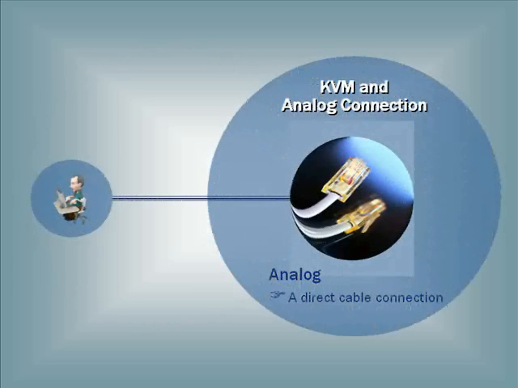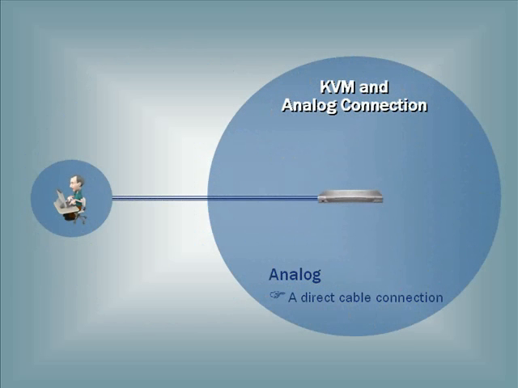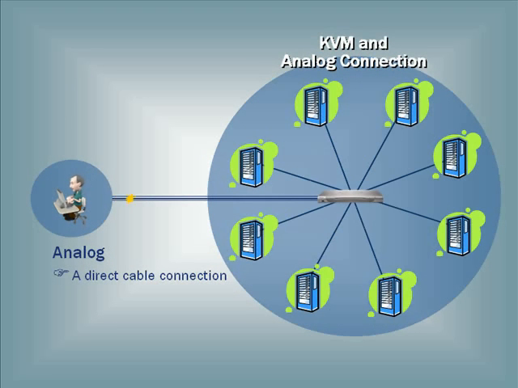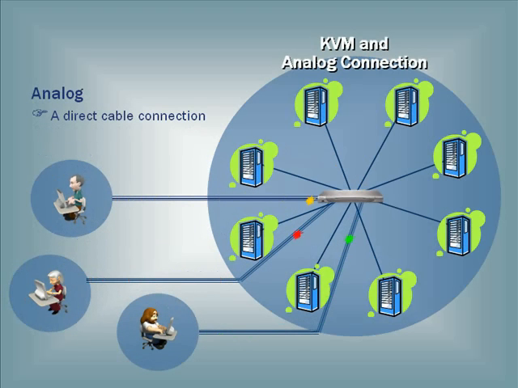With an analog connection, you have direct cable access to the KVM switch. From the KVM switch, you then have access to multiple servers. Certain KVM switches allow multiple users to access multiple servers at one time. If these users are located in one central location, then an analog connection is a good connection solution for you.